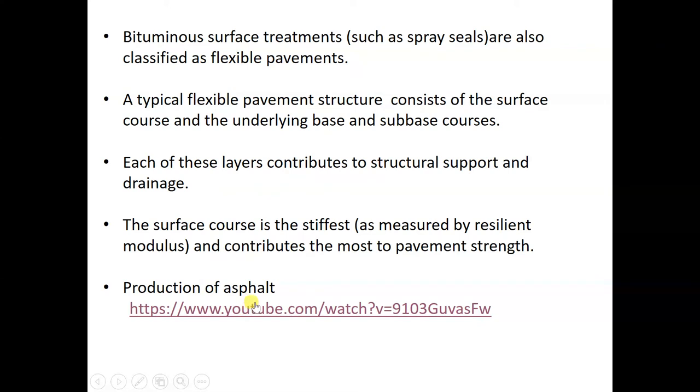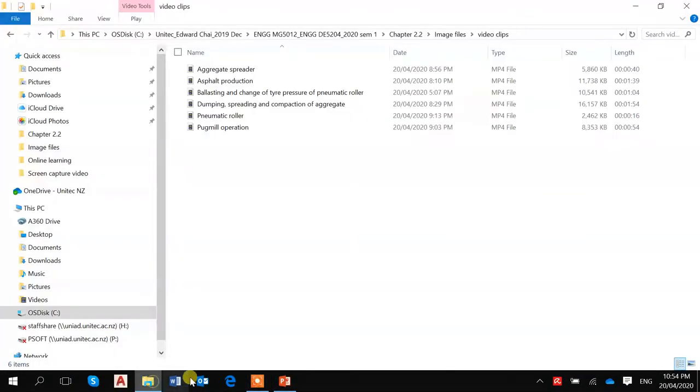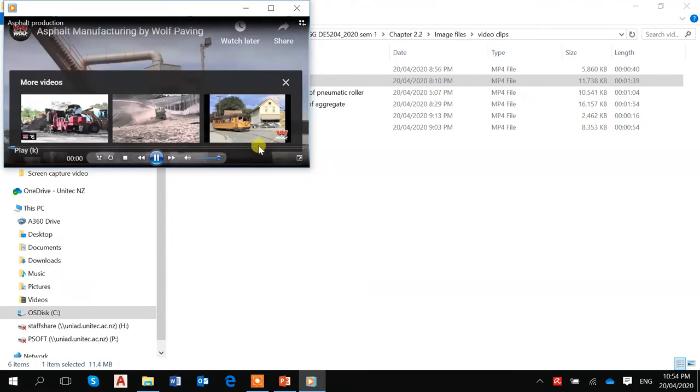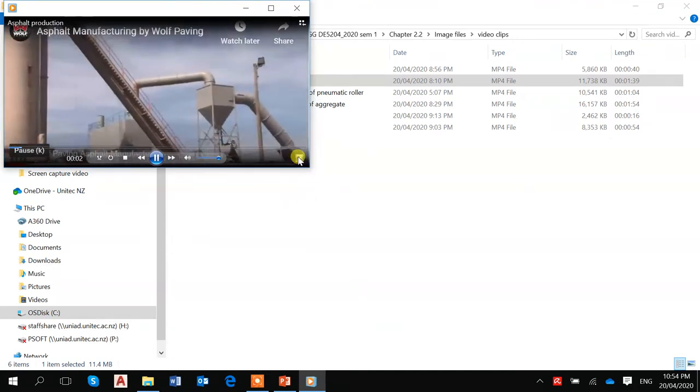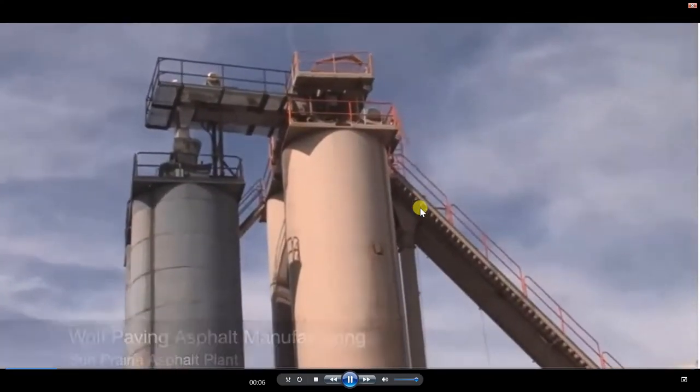The production of asphalt. So we have a look at the production of asphalt. Let me see. Let's make it full screen.